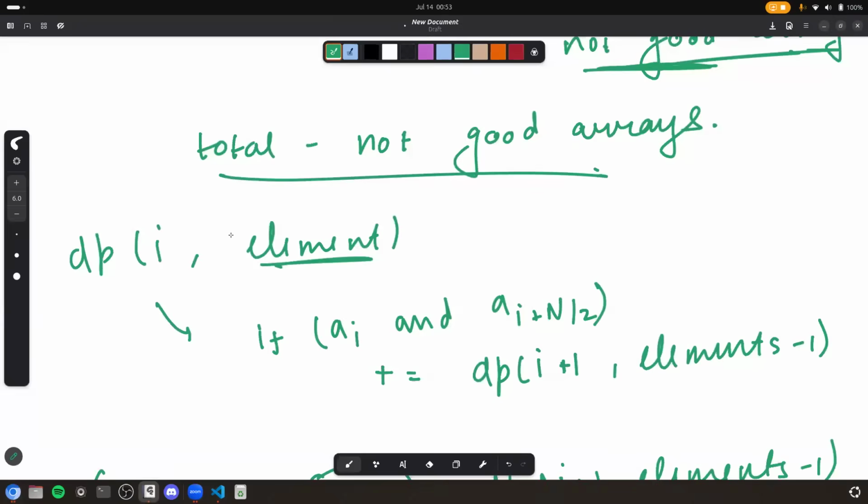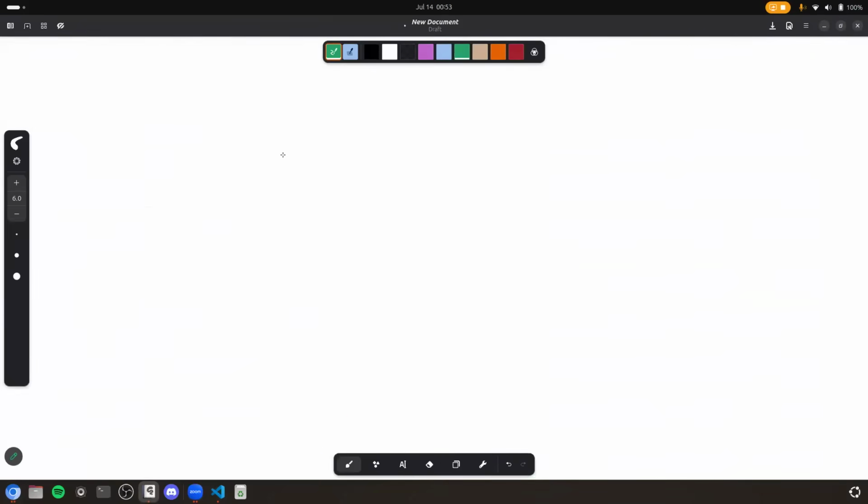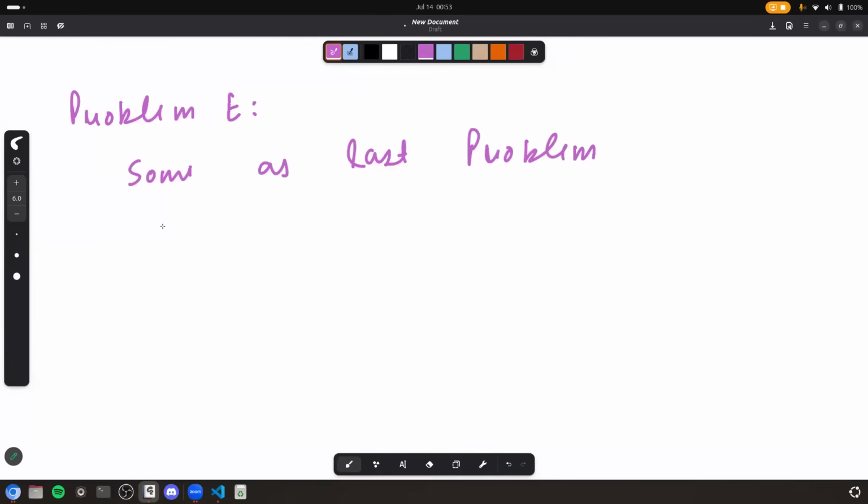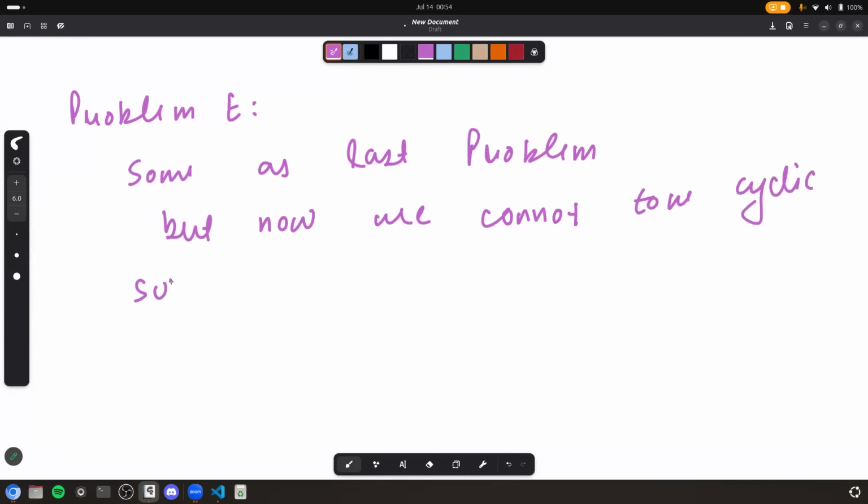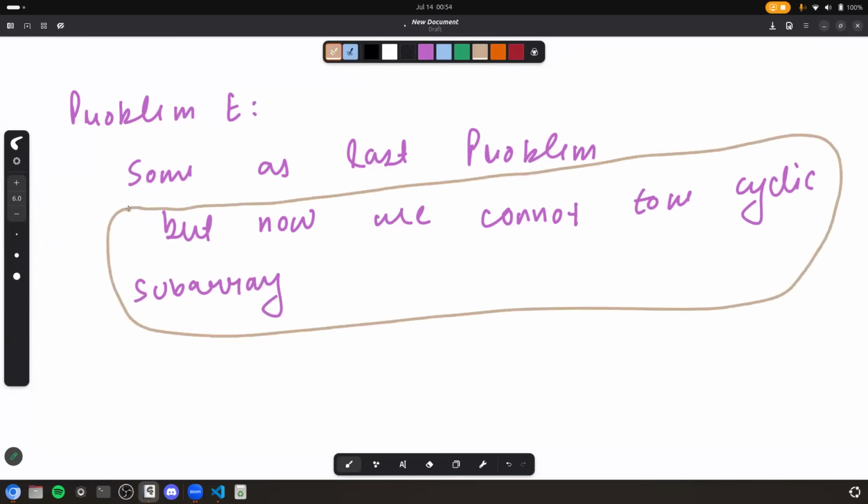I'll explain the problem. Same as the last problem, but now we cannot take a cyclic subarray. So now what we need to see is what does this new additional property change in our previous solution? What changes does this make now?